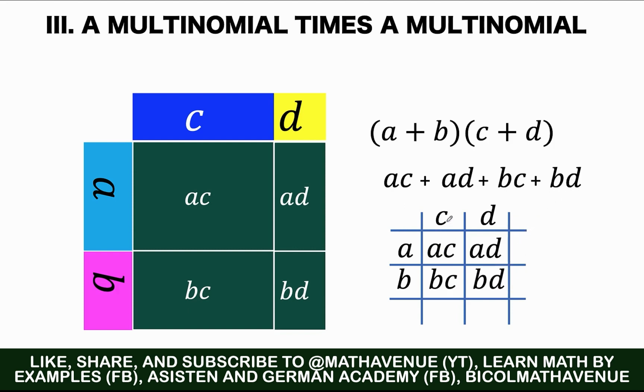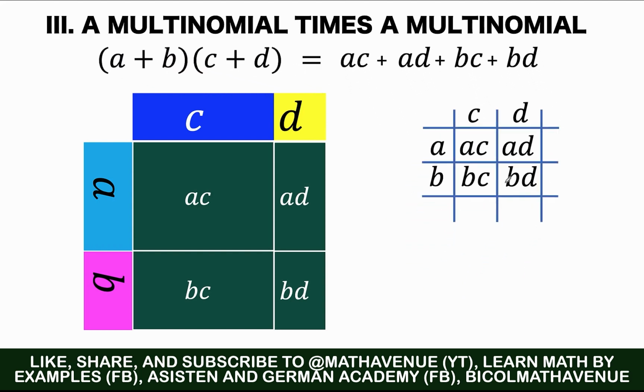Notice that A times C is this, A times D is this, B times C is this, and B times D is this one. And you still arrive at the same result. The advantage of this is you can easily notice visually if you forget something because there would be a hole in your grid. But in the distribution, sometimes I forget to distribute some terms.